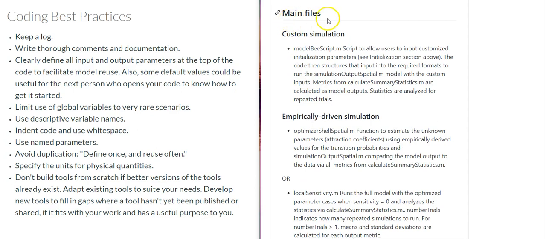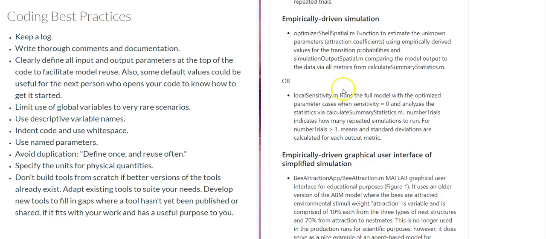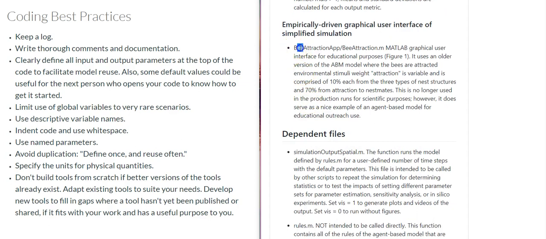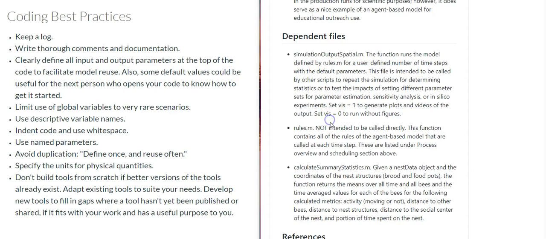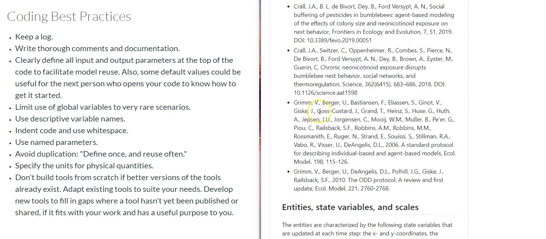It was helpful to tell what the main files are so that we can say what is the actual file we need to be able to run this. So if you want to do a custom simulation, you look at the list of files above and run model bscript.m, which is a MATLAB file. If you want to do a couple of different simulations, you can use either of these options. We also have a GUI for those that don't want to interact with the code itself, but want to run the model and visualize the results. And then we explain what some of the other dependent files are and give our references.